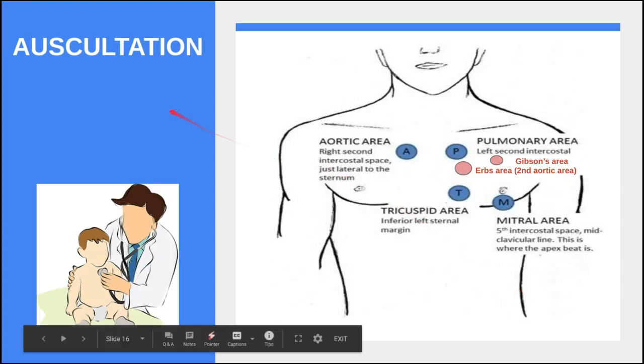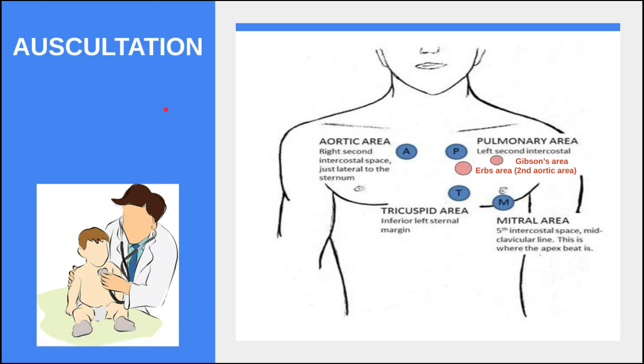Auscultation is done for heart sounds, murmurs, and any added sounds. Auscultatory areas in the precordium are the aortic area, which is the right second intercostal space, just lateral to the sternum. Pulmonary area is the left second intercostal space, just lateral to the sternum. Then Erb's area, also called the second aortic area, is in the third intercostal space, just lateral to the sternum.